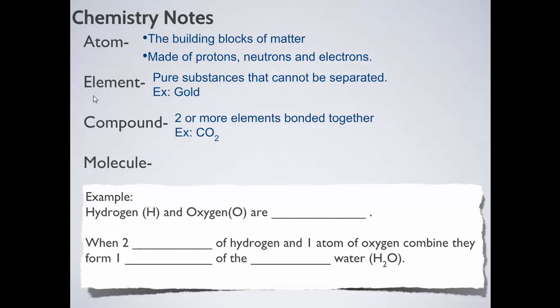Let's stop there. Let me ask you this question. What is the smallest possible amount of silver that I could have? What would we call it? It would be an atom of silver. What's the smallest amount of gold I could possibly have? An atom. How about of hydrogen? How about of water? A molecule.